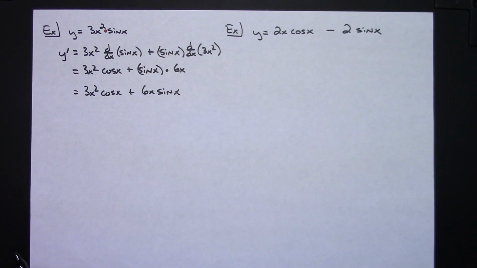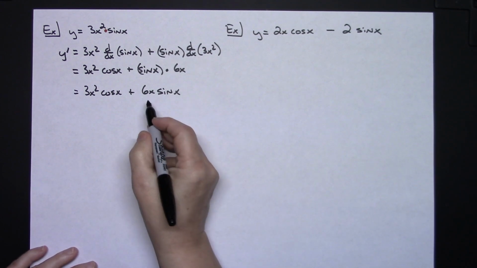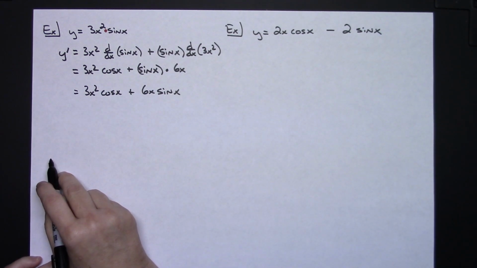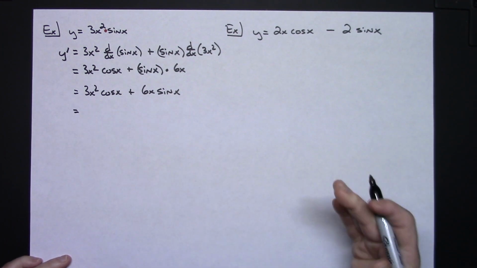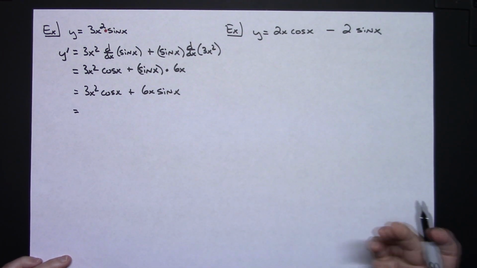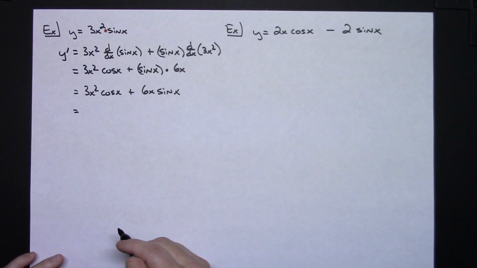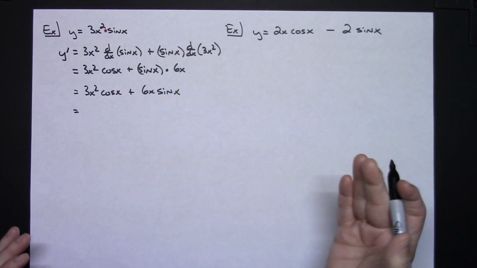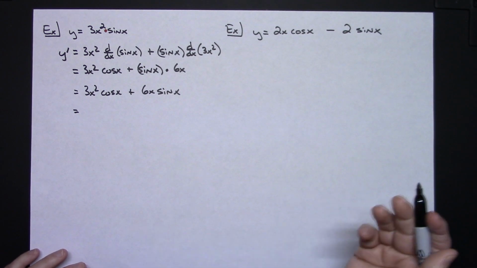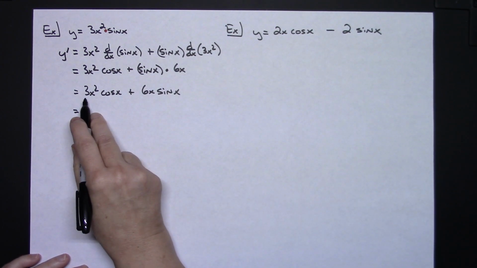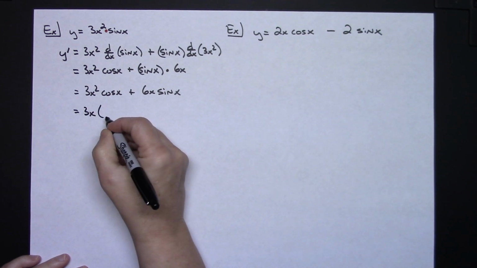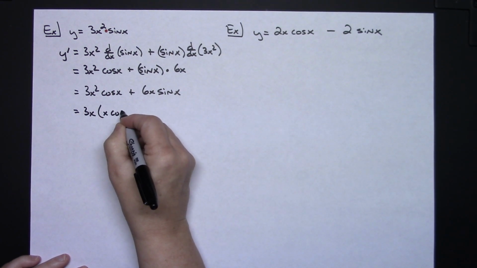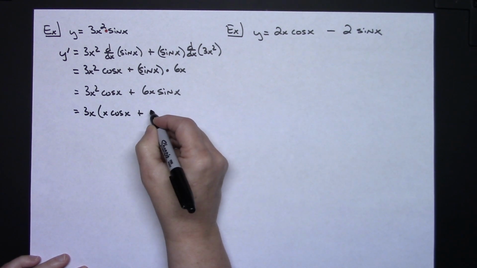That's a perfectly good answer for a derivative. However, specifically if you are in my class, I'm going to request that you go ahead and factor out a greatest common factor if there is one, because later on when you start finding critical points and things of that nature, you're going to have to factor it anyway. So if you practice that while you're learning your derivatives, it makes the future steps in calculus a little bit easier. So I'm going to take out a 3x. That's going to leave me with an x cosine x plus a 2 sine x.